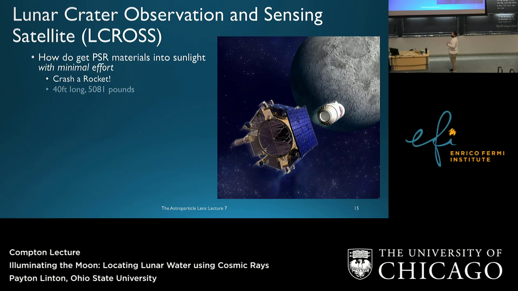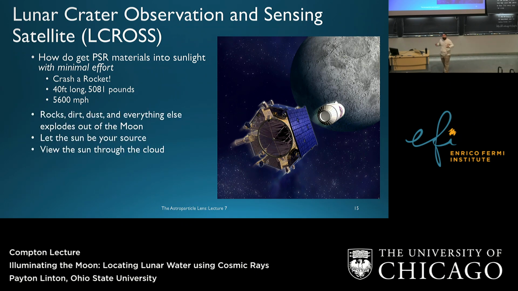We said, this is a very low cost and efficient way of doing it. And we take a 40-foot long, 5,000-pound rocket, and we just send it into the moon at 5,600 miles an hour, right? This is going to be plenty enough energy to just shoot material up into the air. And then we can view the sun through that cloud of material that shot up. And when we do this, we saw about 341 pounds of water, or about 40 gallons of water at room temperature and pressure, right?